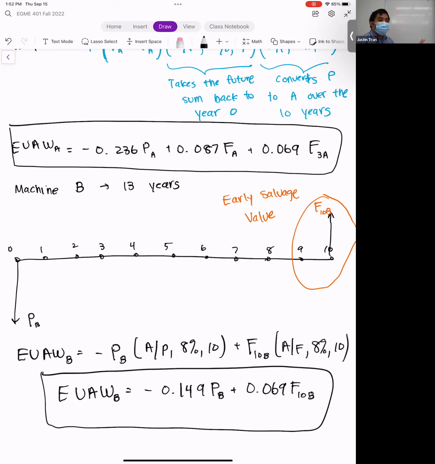All right, any questions on this? All right. And so that's most of the nuance that's associated with annual cash flow, right?